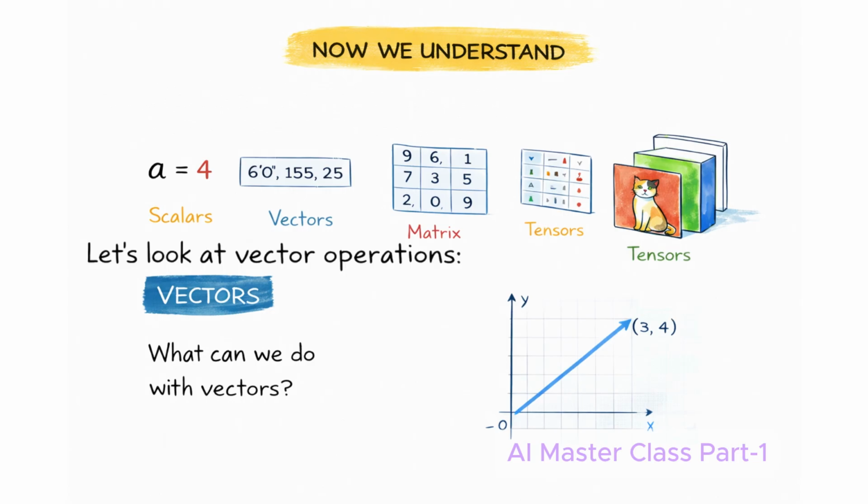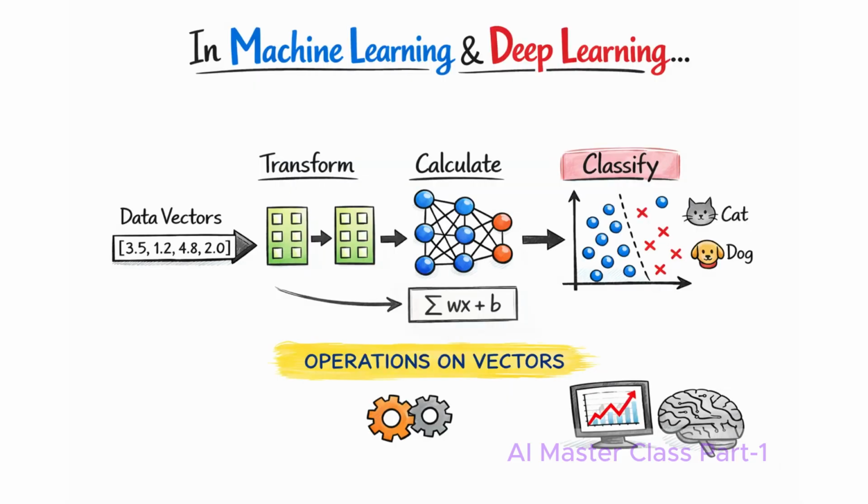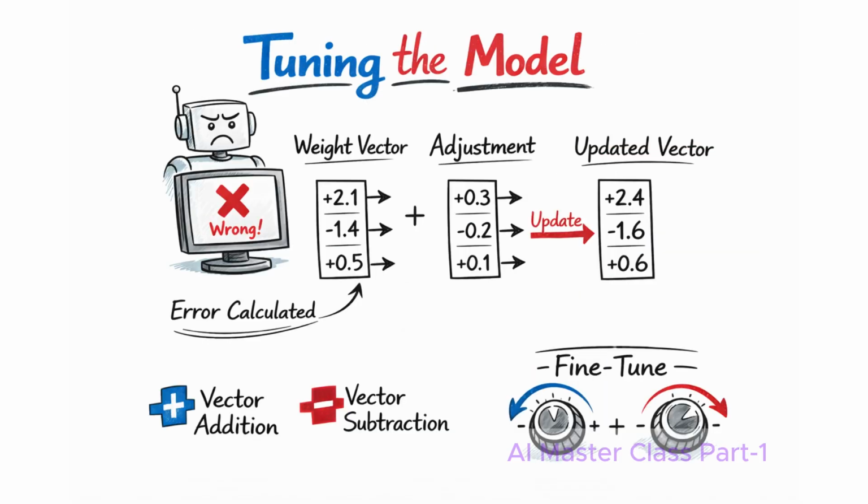In machine learning and deep learning, we don't just store data in vectors, we operate on them all the time. This is why vector operations are extremely important. So let us start with vector addition and subtraction. Now we know that a vector is a list of values, for example, a person's height, weight, and age. Now imagine you want to slightly adjust these values, maybe to normalize data, update weights, or apply some corrections. So when we add or subtract vectors, we are basically adjusting values together step by step.